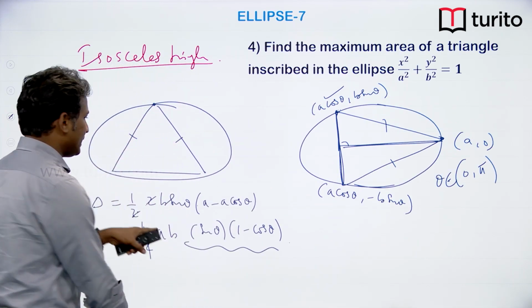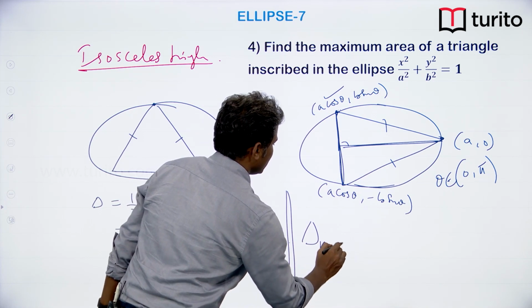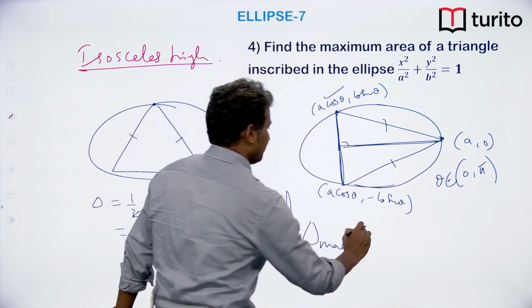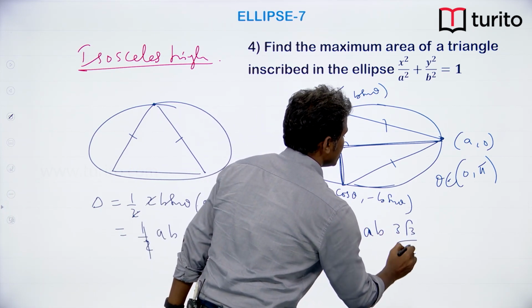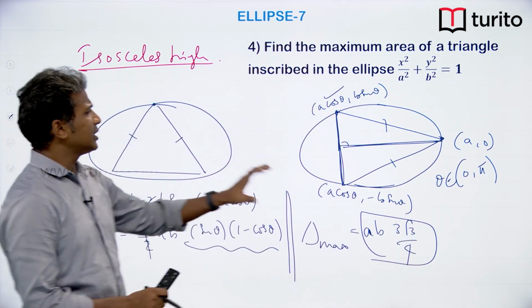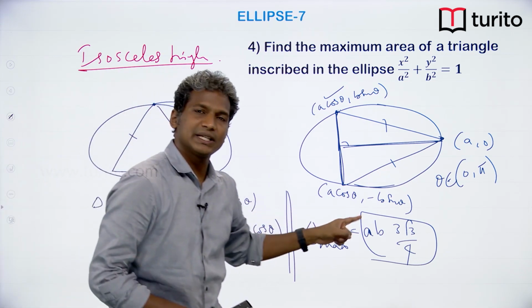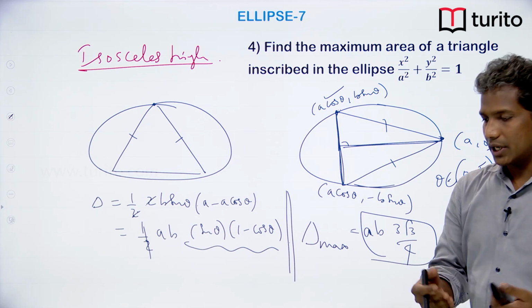So, what will be my delta maximum here? So, from here we can conclude that delta maximum is equal to AB into 3 root 3 by 4. So, this is going to be our maximum area. Okay. So, now whether you choose this idea or this idea, the value is going to be same. Okay. So, this is one knowledge about isosceles triangle.